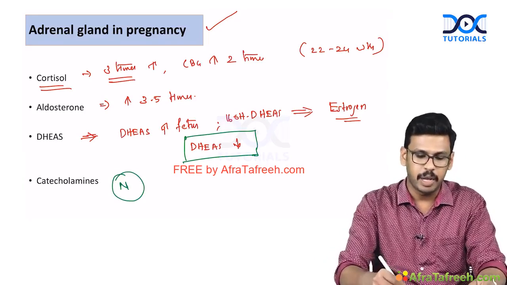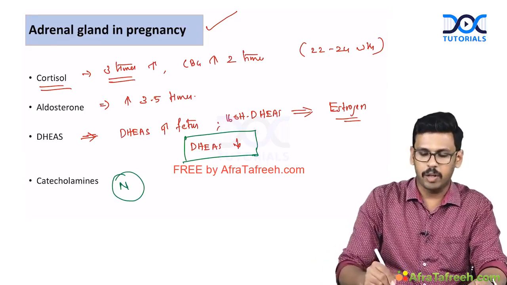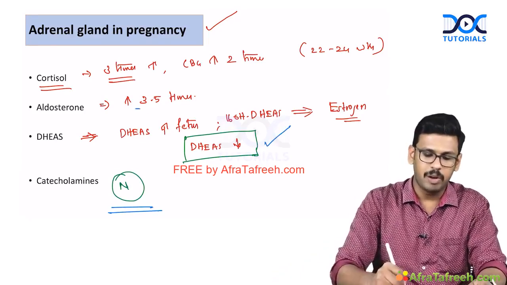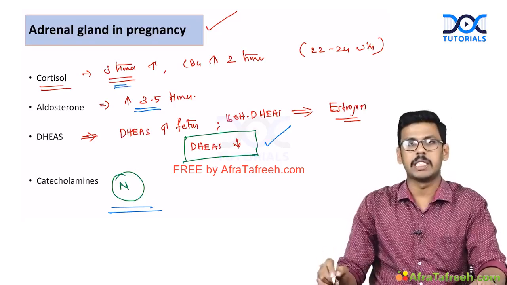Regarding the changes in the adrenal axis, the catecholamine levels are essentially normal. The DHEAS levels reduce, the aldosterone level increases, and the cortisol level increases.